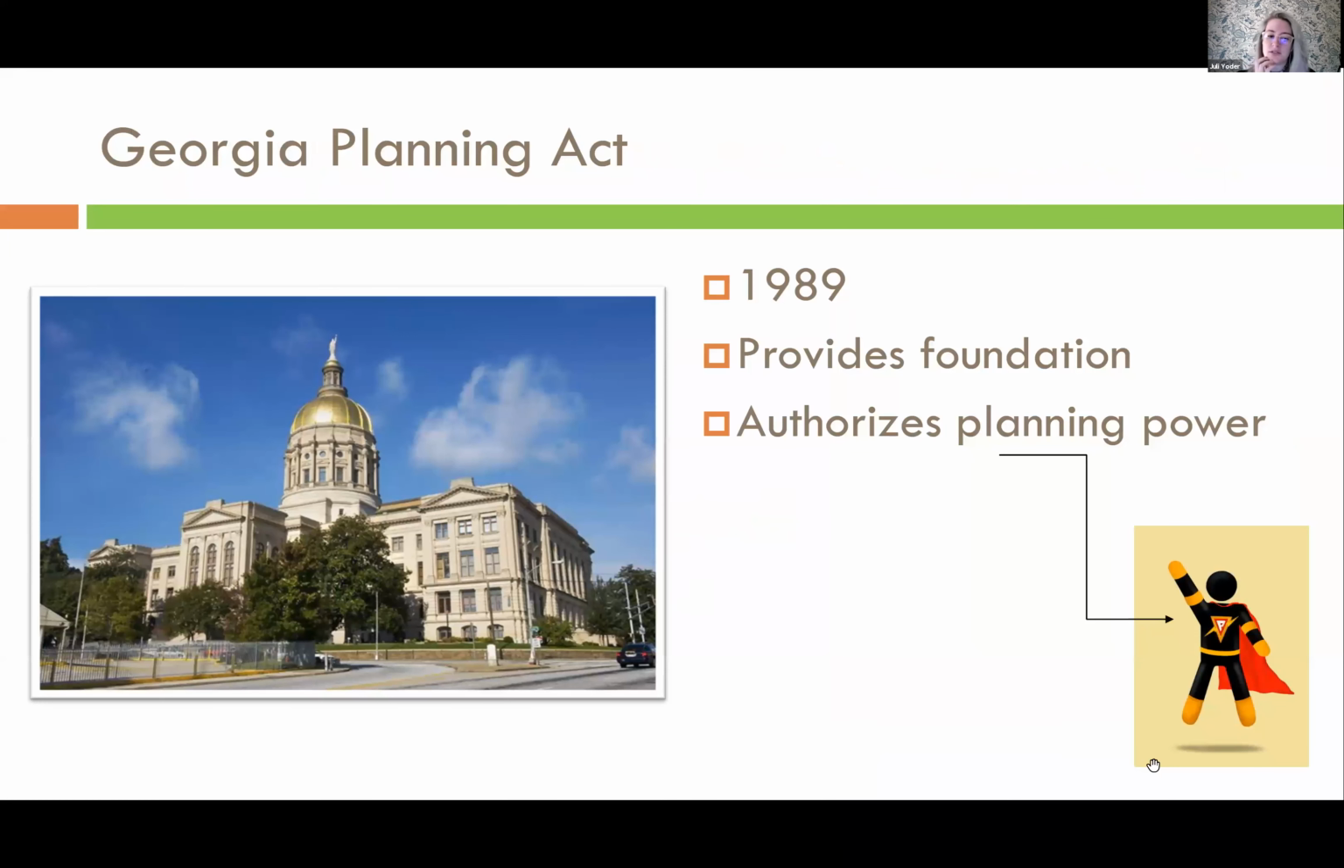So regarding statutes, the Georgia Planning Act was passed in 1989 and is the foundation for community and regional planning in the state. It gives the local governments the power to plan and DCA its authority. Next, please.